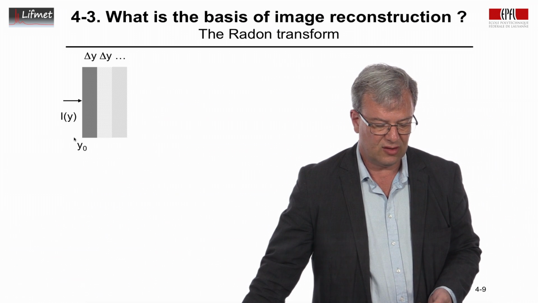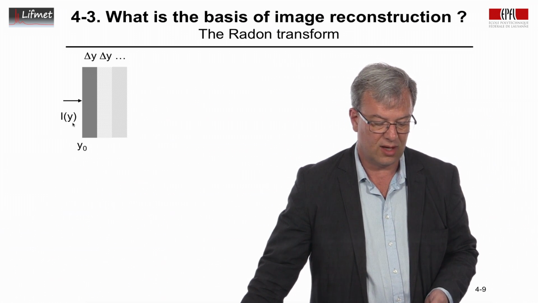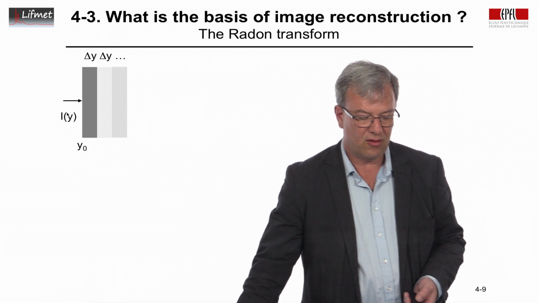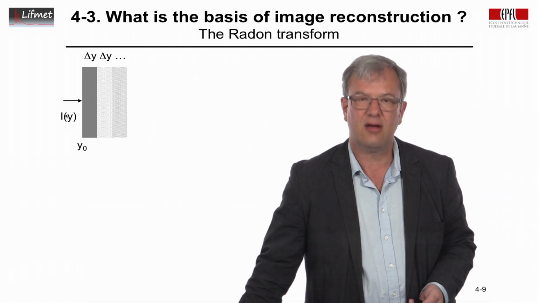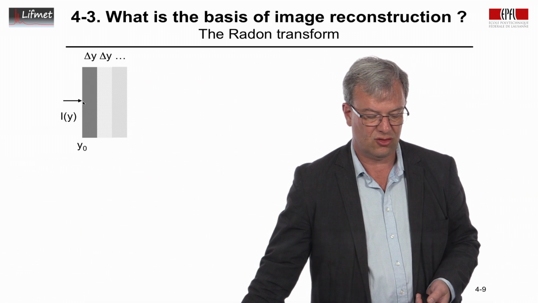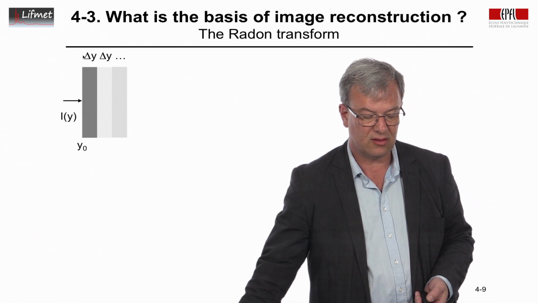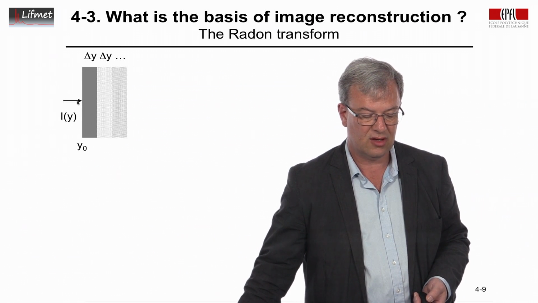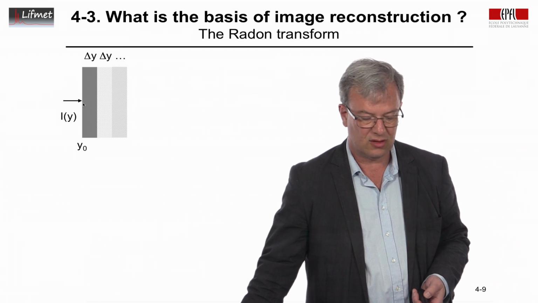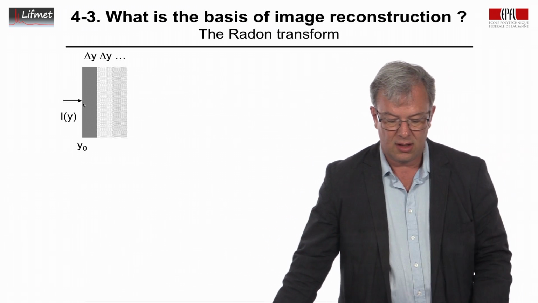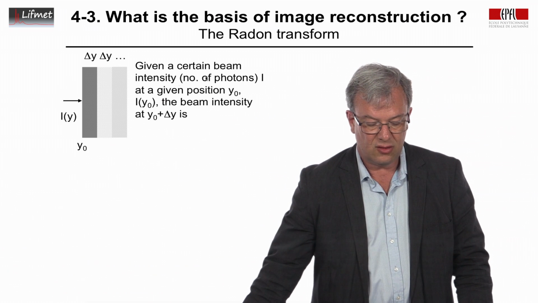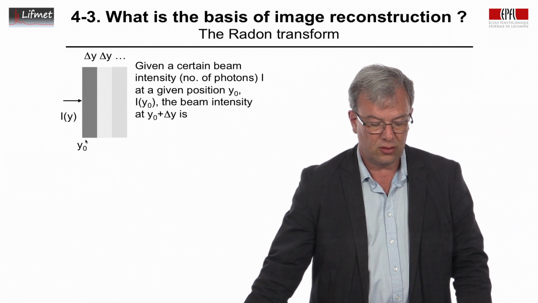At a certain position y, we have an intensity, or a number of photons, I of y, that impact this tissue layer here. And we'll assume that they are the same for the entire thickness, that there's a certain number of photons that comes in here. So we have a certain beam intensity, a number of photons at a given position y0.